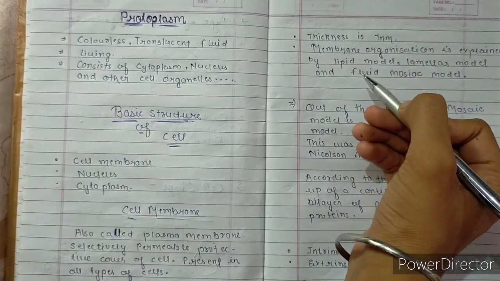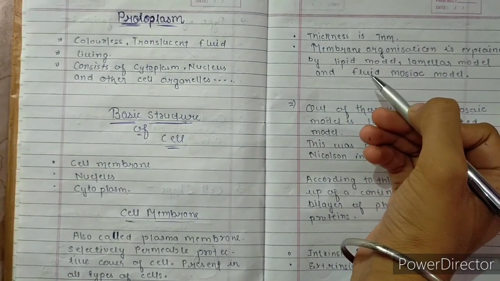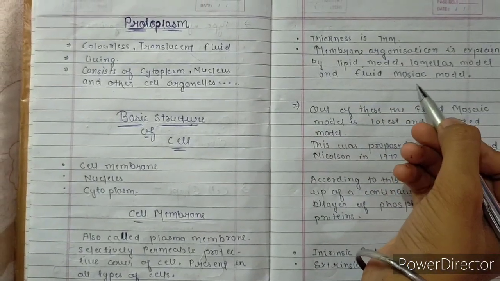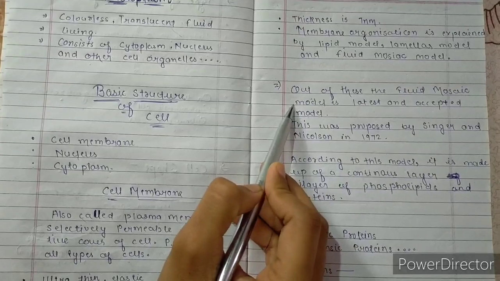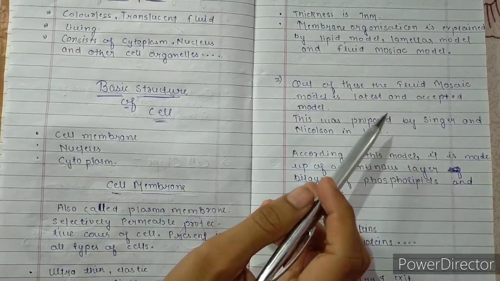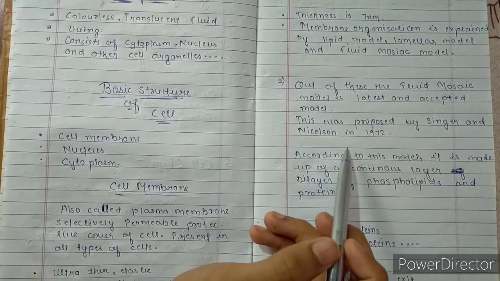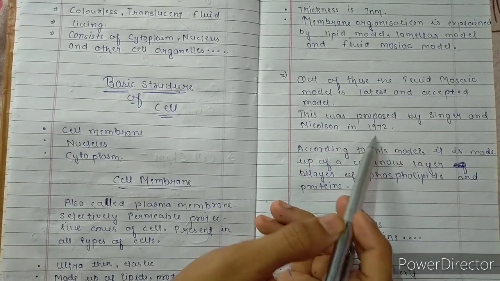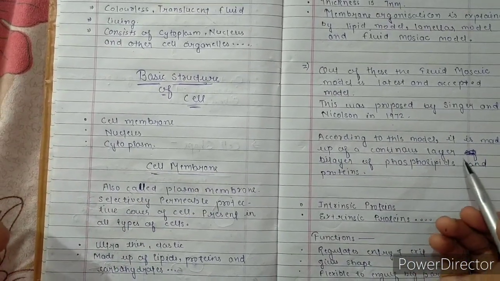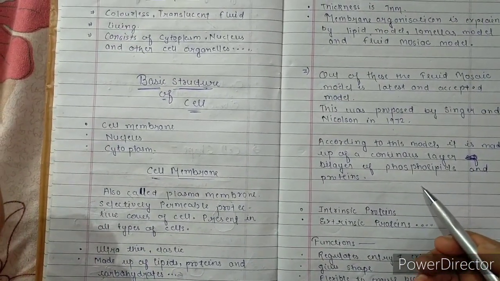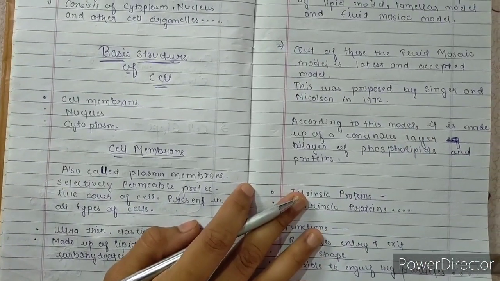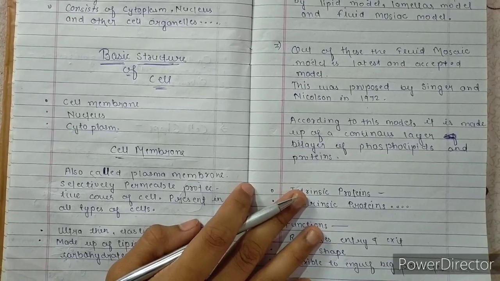The membrane organization of cell membrane is explained by three models known as lipid model, Lemire model and the fluid mosaic model. Out of the three models, the fluid mosaic model is latest and accepted by most of the scientists. This model was proposed by Singer and Nicolson in the year 1972. According to this model, the cell membrane is made up of a continuous bilayer of phospholipids and proteins. The lipids and membrane proteins are dispersed in a mosaic arrangement.